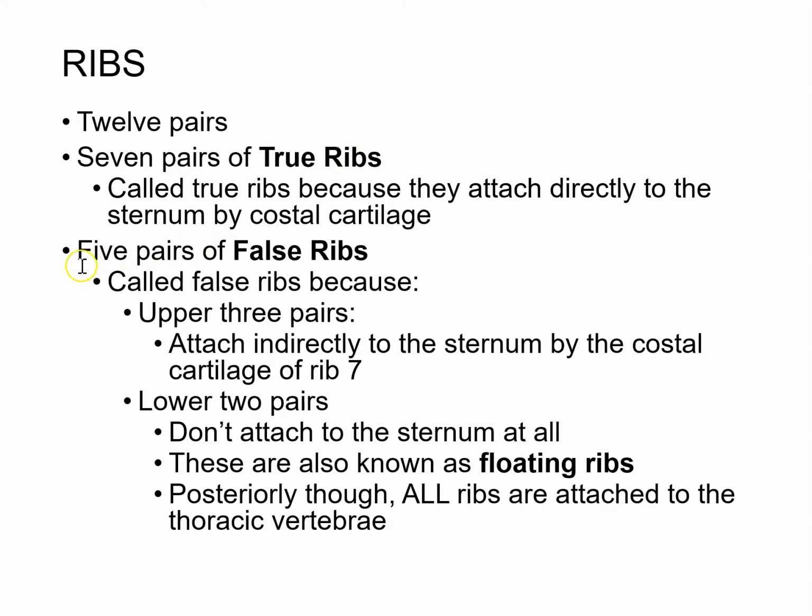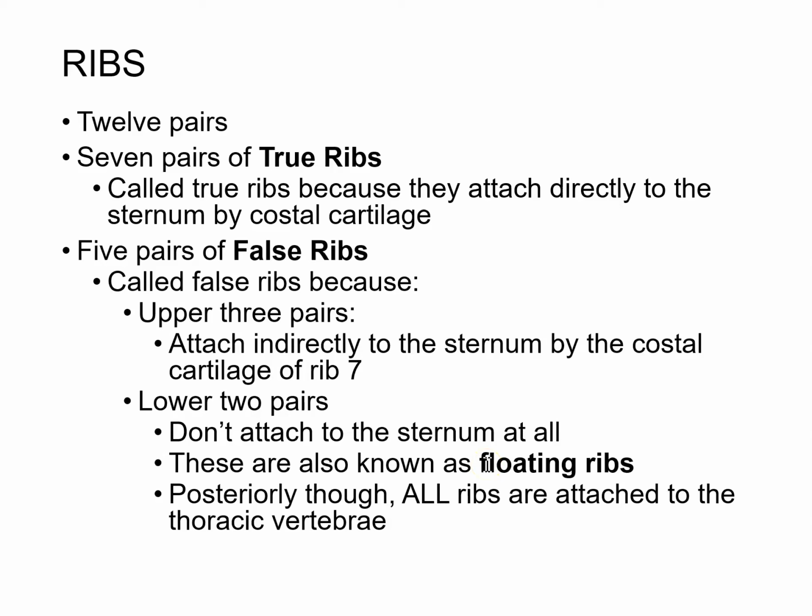That changes a little bit when we get to the 5 pairs of false ribs. 3 of them have an indirect attachment. It means their cartilage actually goes up to join with the cartilage of a true rib before it goes to the sternum. The last 2 pairs actually don't have cartilage at all when it comes to attaching to the sternum. There is no front anterior connection with the sternum. They're called floating ribs, which is a little bit of a misnomer because they're not completely free-floating.